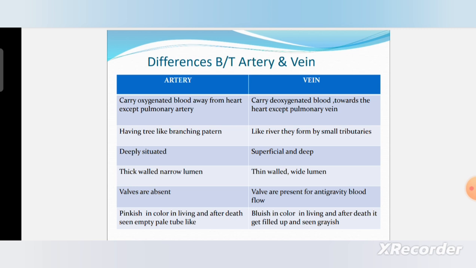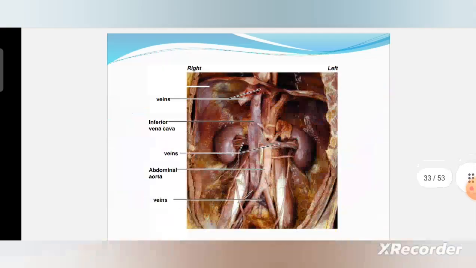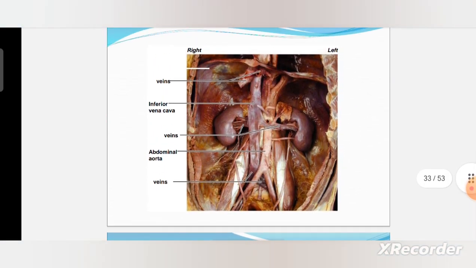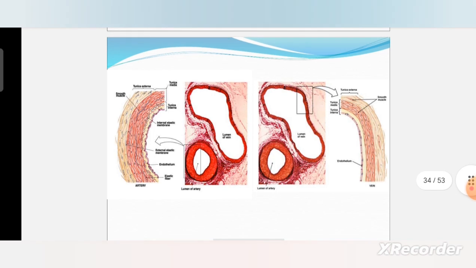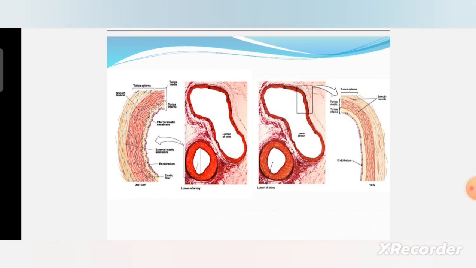Arteries are pinkish in color in living, and after death are seen empty, pale, and tube-like. Veins are bluish in color in living. After death, they get filled and are seen grayish. This figure shows the inferior vena cava and abdominal aorta and other veins. This figure shows the lumen of an artery and the lumen of a vein.